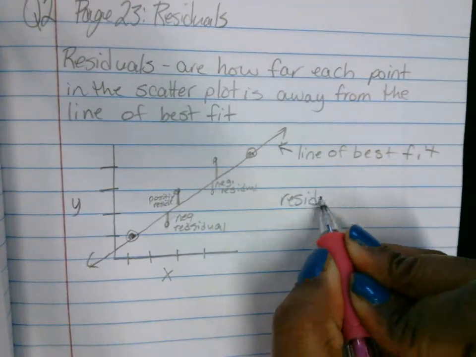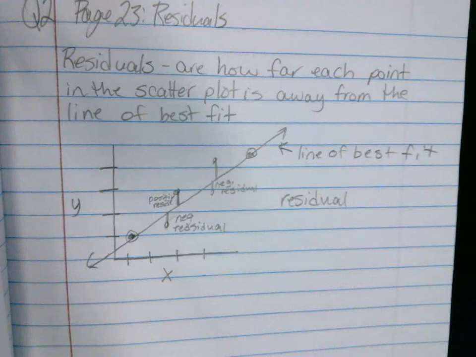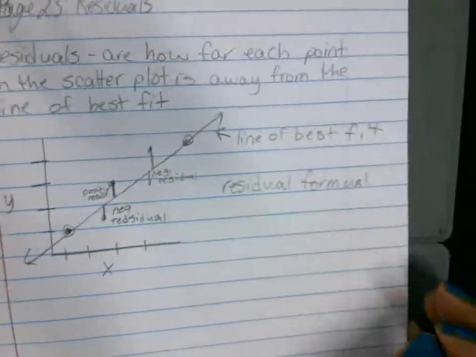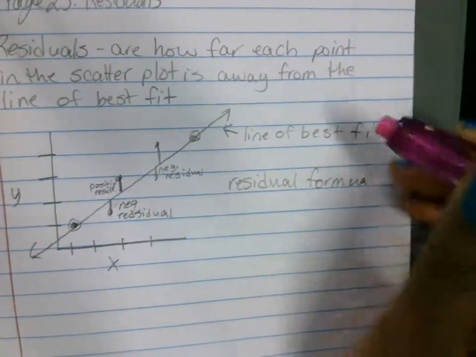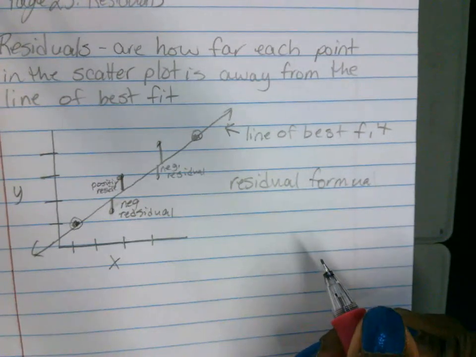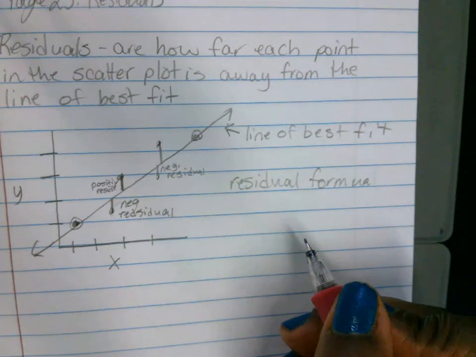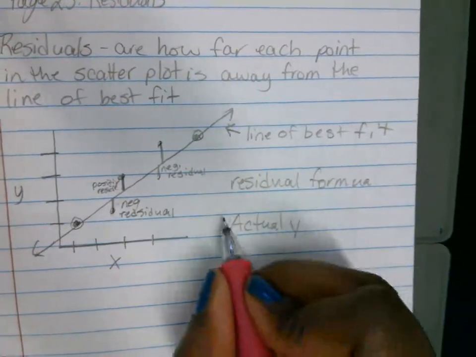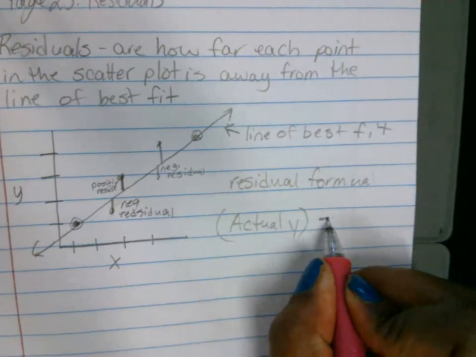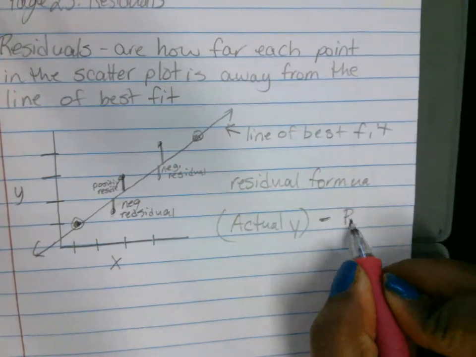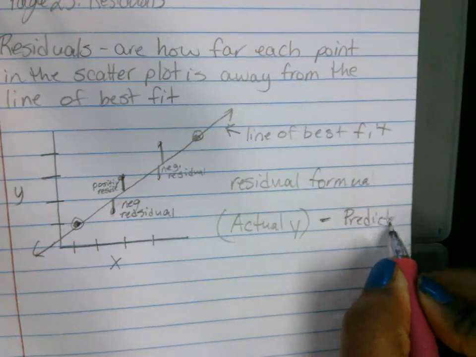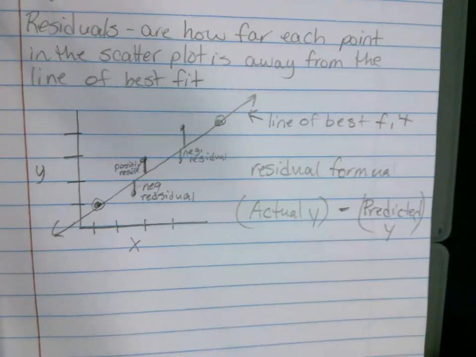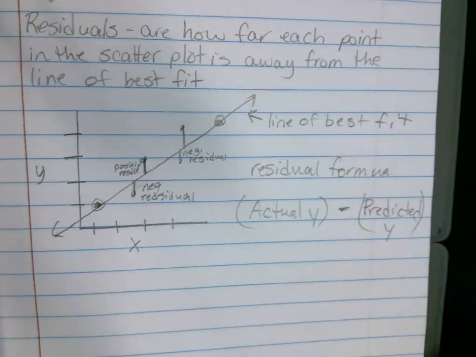So we've got the residual formula. And again, there's no letter for that. The residual formula goes like this. Your residual formula is going to be your actual Y value, put that in parentheses, minus your predicted Y value. And I will show you how to do that. All we're doing is subtracting to find the residual. And I will show you how to do those tomorrow.